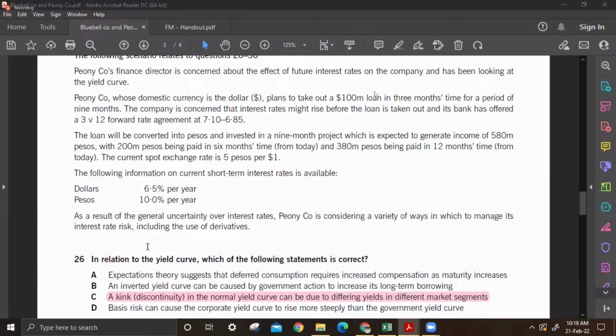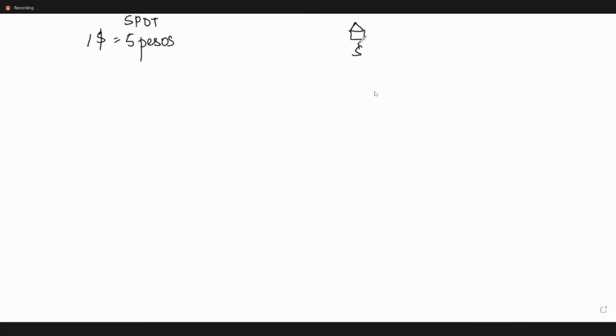Which one is home currency and which one is counter currency? Very good, Tony. So always remember the currency that is being quoted. When I say currency being quoted, I mean $1 is equal to so and so. So that is the currency that is being quoted. So currency being quoted is always the home currency. So home currency is dollars, counter currency is pesos. So interest rates are given to you, 6.5 and 10%.